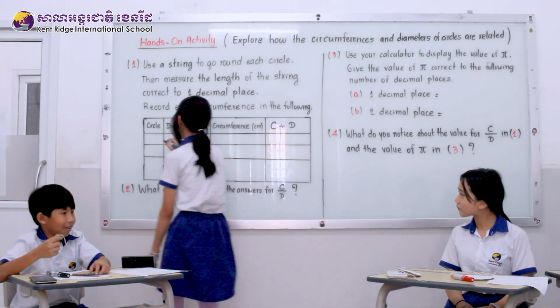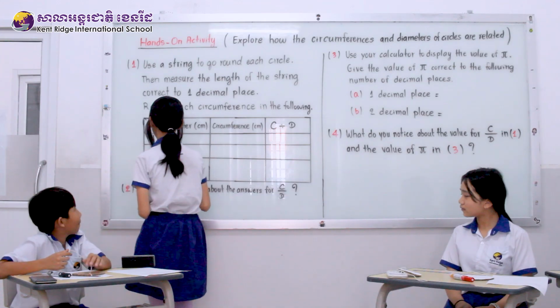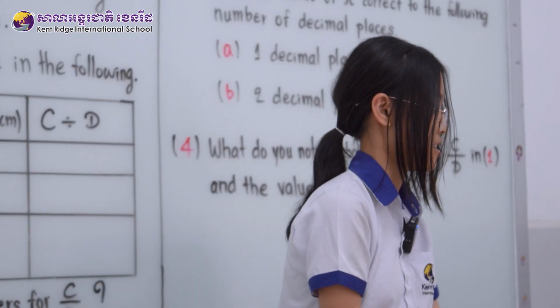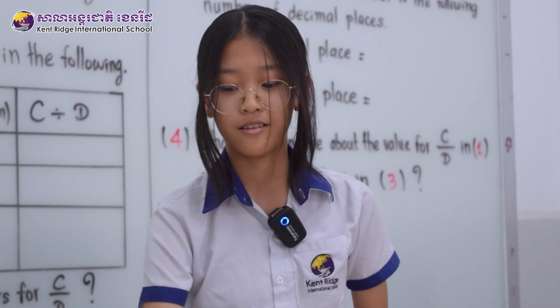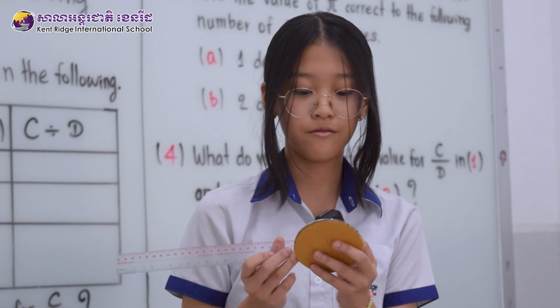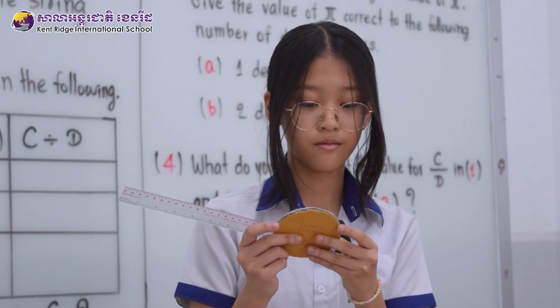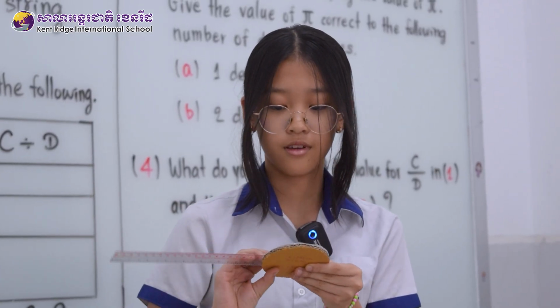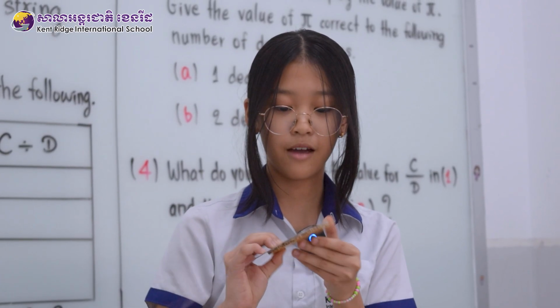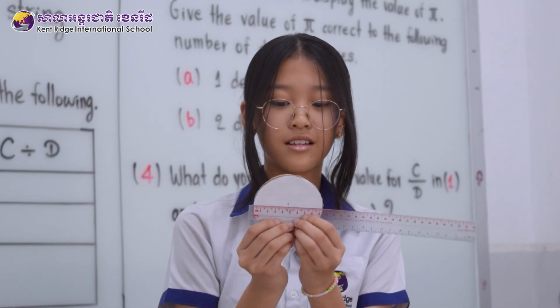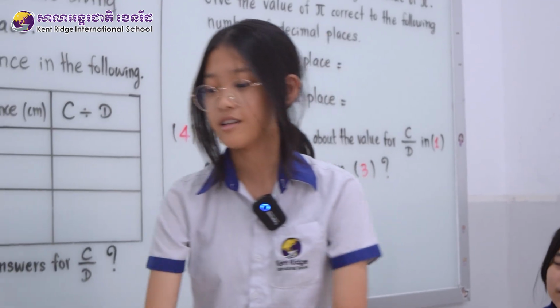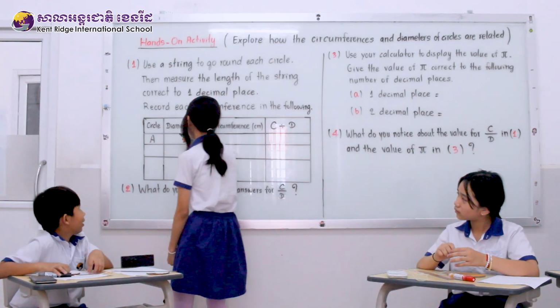I'm gonna be showing how to do circle A. I'm gonna be finding the circumference and diameter of circle A. Here we have our circle, and we're gonna be using this ruler to find its diameter. After measuring, it says 9.39 centimeter. After finding its diameter, I'm gonna write it in its box, which is 9.39 centimeter.